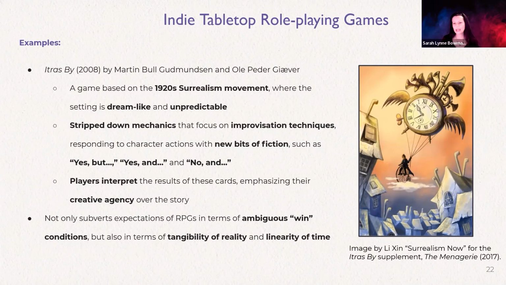So here we have an image from a supplement called The Menagerie. This is Surrealism Now by Li Qin. And it is a person on a unicycle who is holding a flying clock and flying above a city that is moving in lots of different directions.